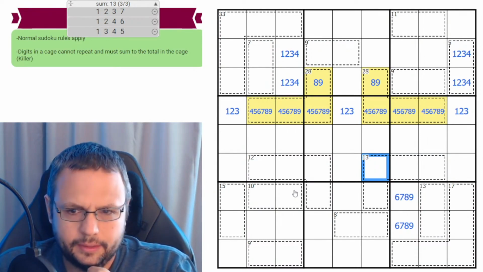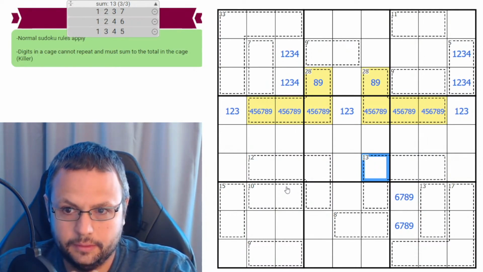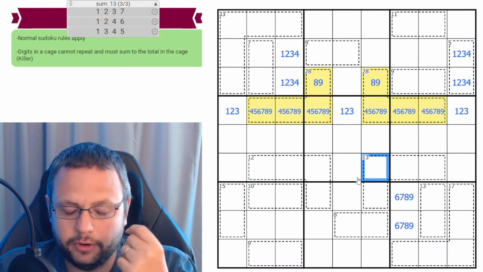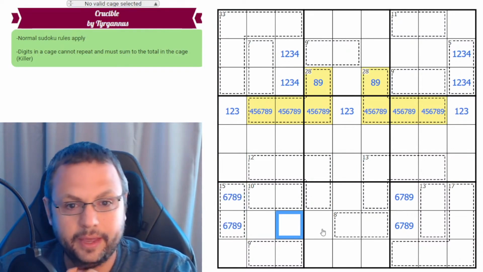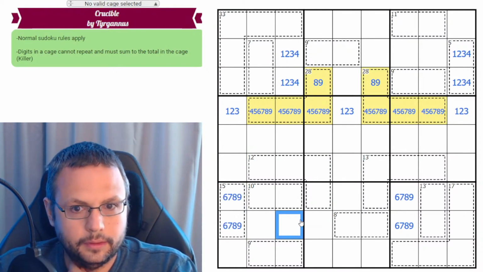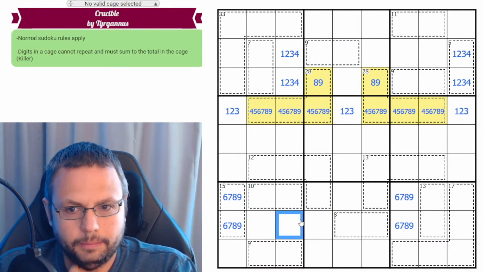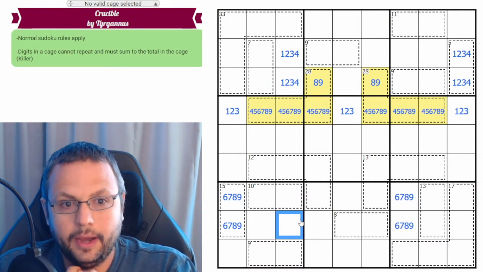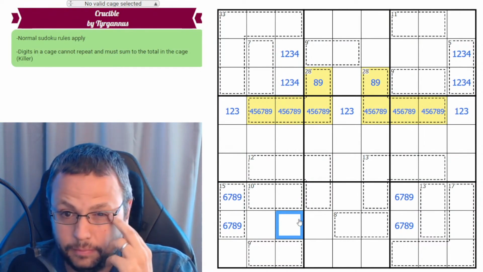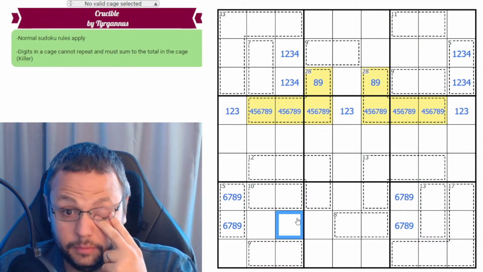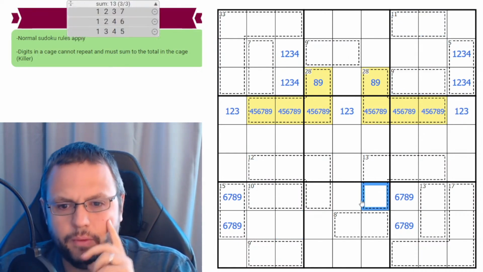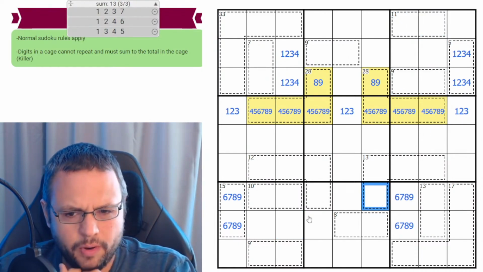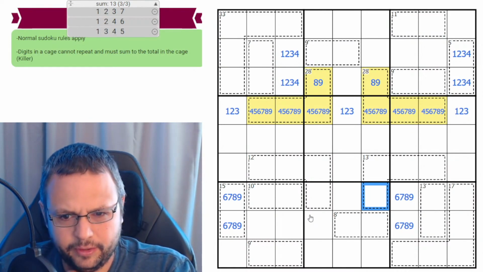Let's see. People in chat were talking about anti-knight, and I was briefly afraid that this puzzle was anti-knight, and I had not actually realized that. But it is not. Okay. I'm interested in counting 1, 2, 3, 4s in this cage, but I'm not quite there yet.